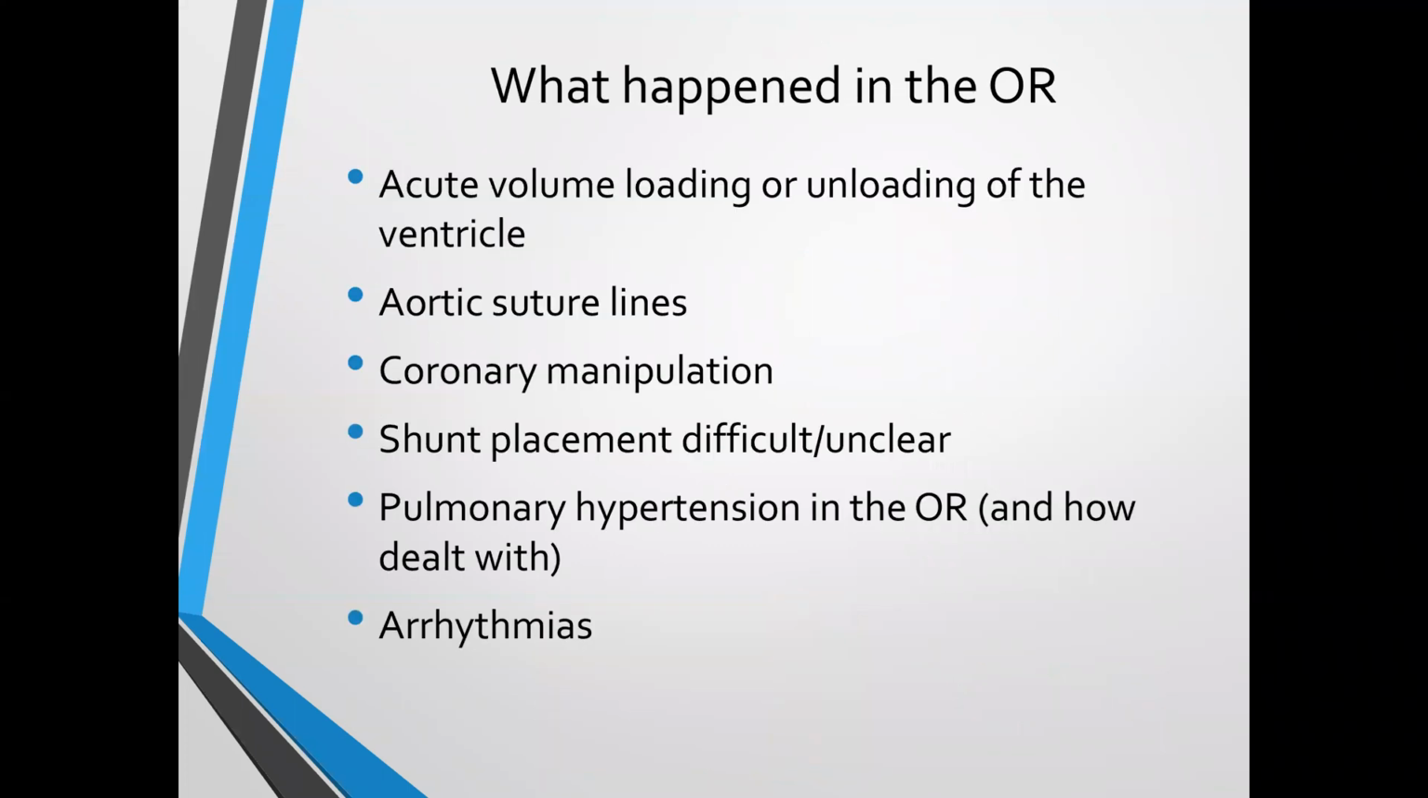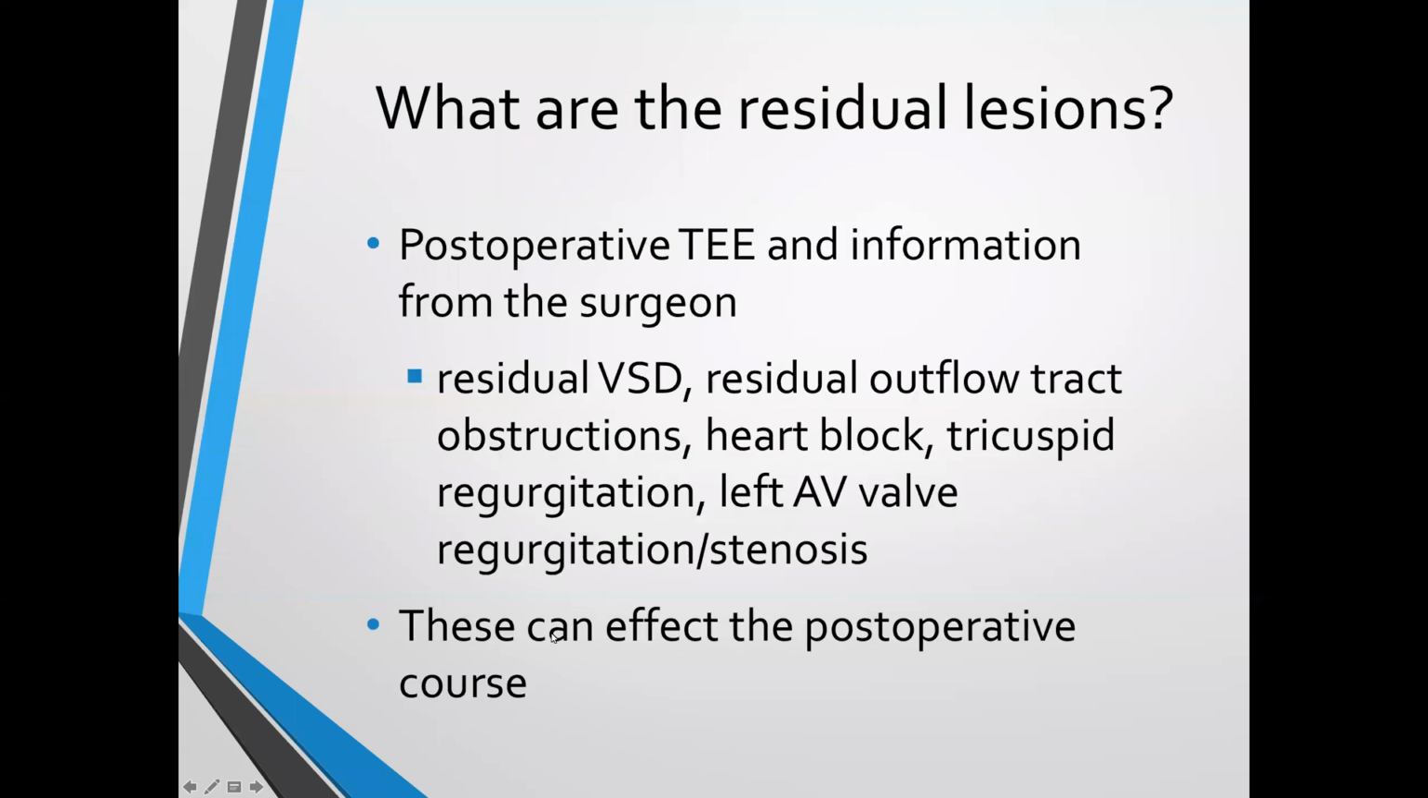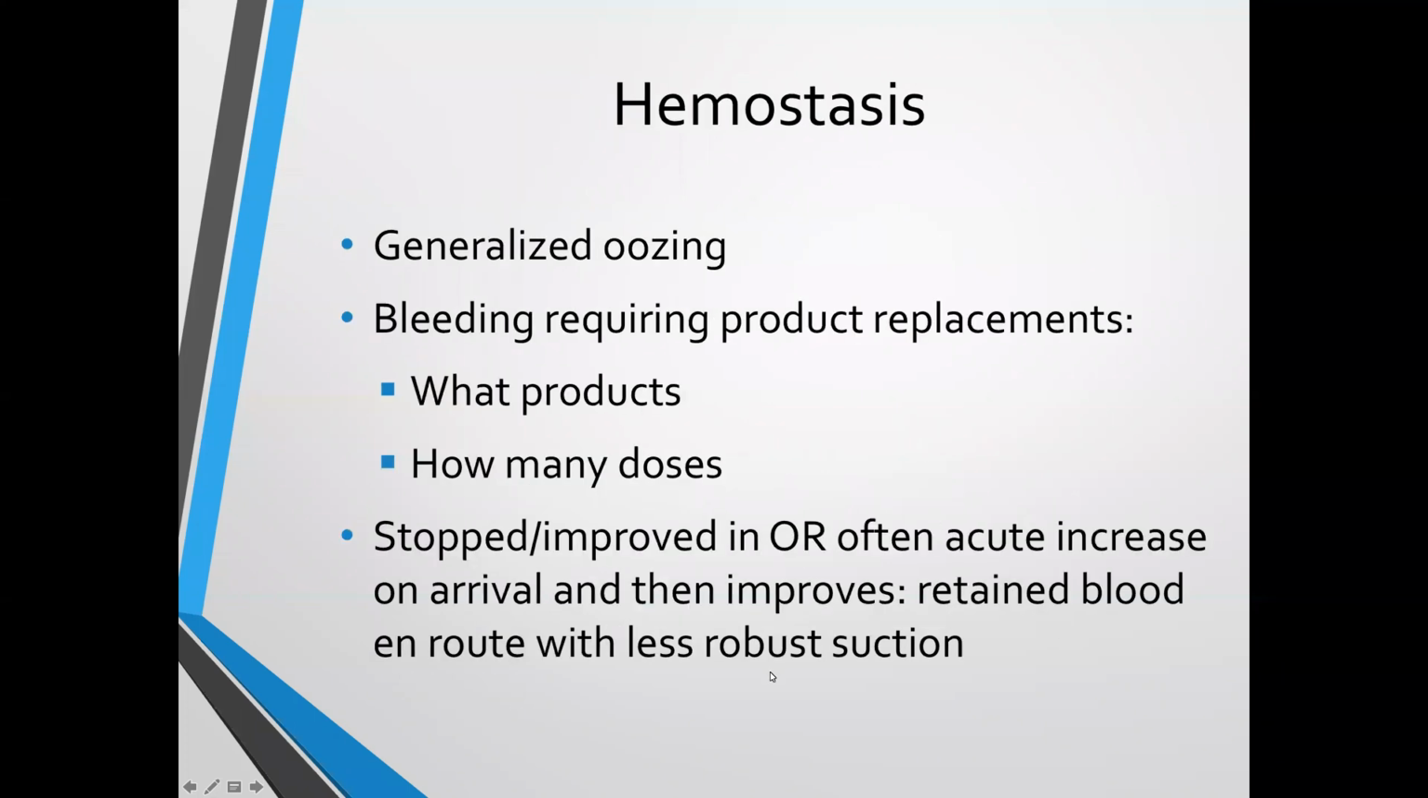So what happened in the OR, this again could affect the postoperative course: acute volume loading or unloading of the ventricle, aortic suture lines, coronary manipulation, shunt placement, pulmonary hypertension in the OR. Any arrhythmias that happen can have an effect. Also, what are the residual lesions? Postoperative TE is very important: residual VSDs, residual outflow tract obstructions, heart block, tricuspid valve regurgitation, left AV valve regurgitation, stenosis. This all can affect the postoperative course.